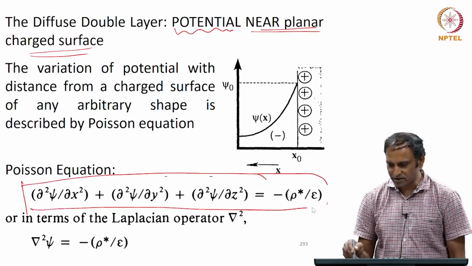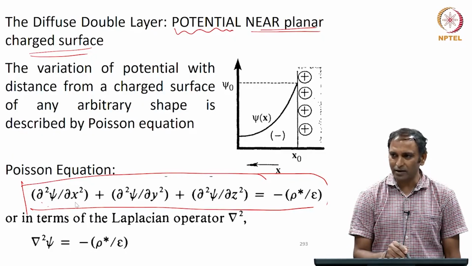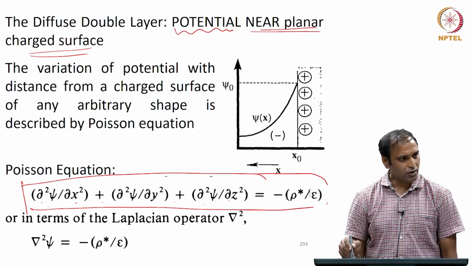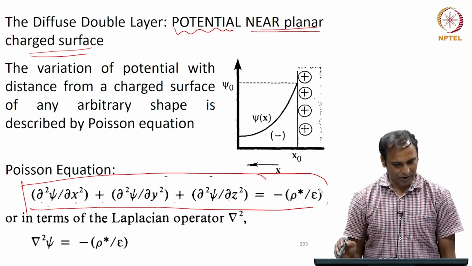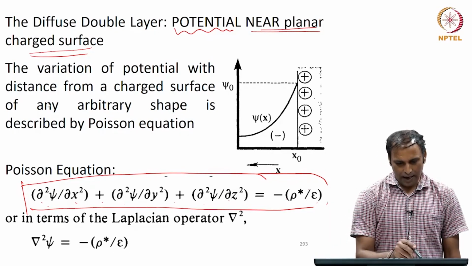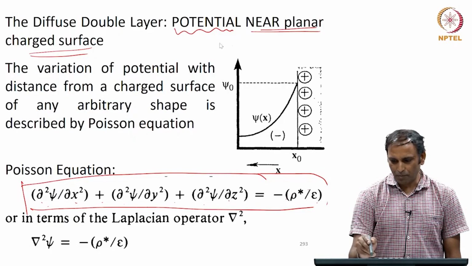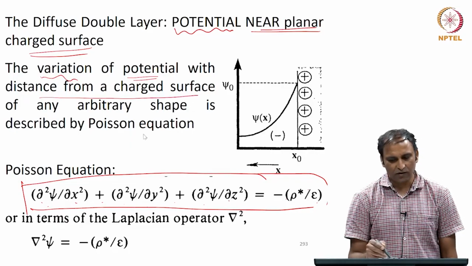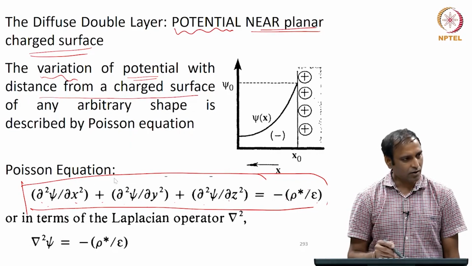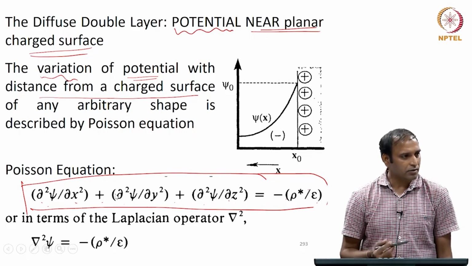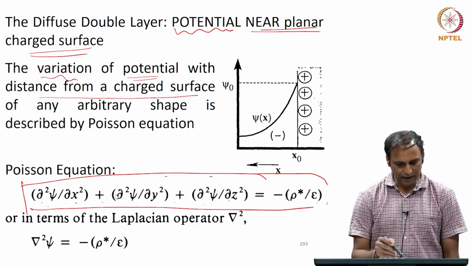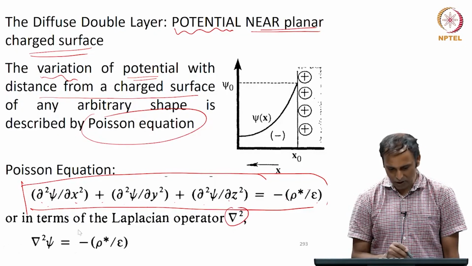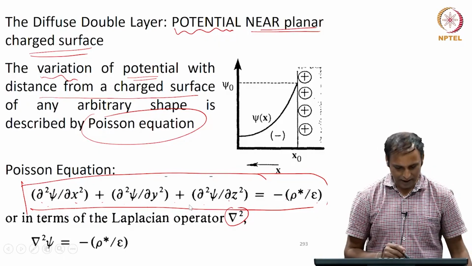In the case of a planar surface, the Poisson equation becomes del square psi by del x square plus del square psi by del y square plus del square psi by del z square is equal to minus rho star divided by epsilon. The Poisson equation essentially tells you about the variation of potential with distance from a charged surface, which could be any arbitrary surface. And this del square is what is called the Laplace operator, so you know a little bit about it.